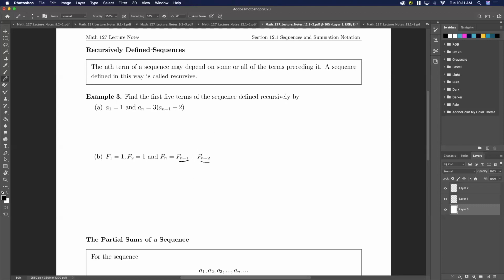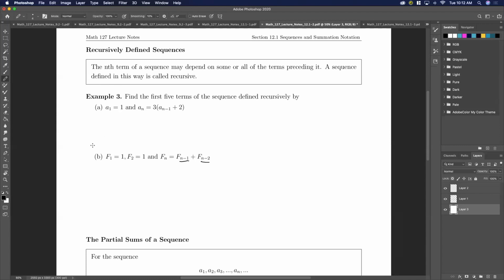So it's just a minor correction for you guys there. Recursive means the nth term may depend on some or all of the terms preceding it. A sequence defined this way is called a recursive sequence. Let me explain what this means.